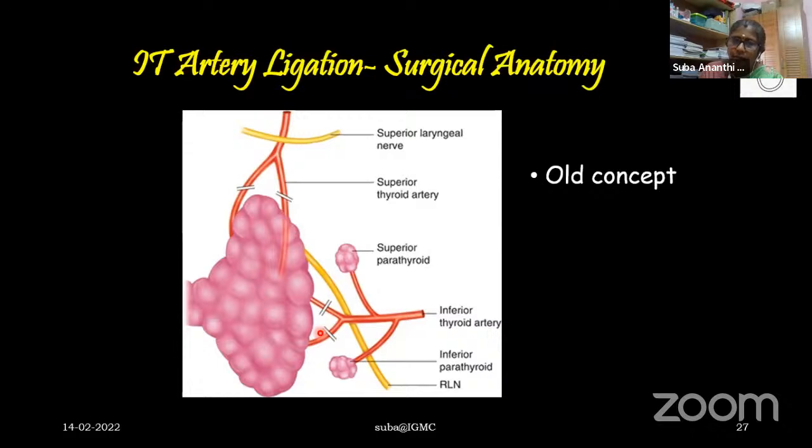Before ligating the artery, look for the recurrent laryngeal nerve, preserve the recurrent laryngeal nerve, then ligate the artery close to the base of the gland. That's the newer concept.